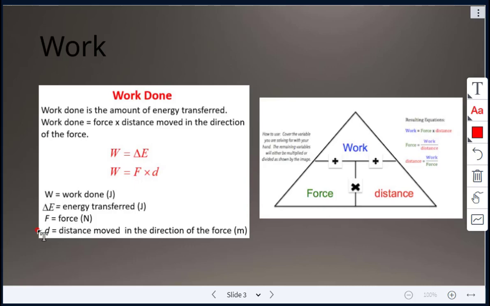You are able to use that formula, work is equal to force times distance, to figure out other parts. Let's say you were given work and the force, you're able to figure out distance. It would be work divided by force. If you were trying to figure out force and you were given work and distance, then you would take work and divide it by distance. You can use this triangle method. You can just cover the part you're looking for. So if you're looking for work, it's force times distance.